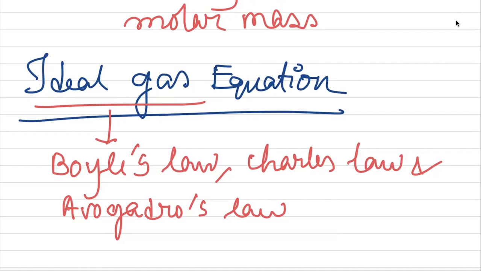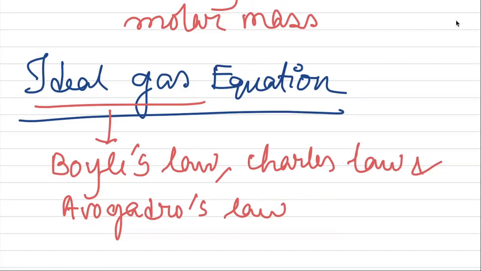Okay, and real gases follow these laws only under certain specific conditions, and that specific condition is at very high pressure and at very low temperature. At very high pressure and at very low temperature, the real gases can follow Charles' law, Boyle's law, and Avogadro's law strictly. Okay. So why this deviation in behavior takes place in the case of gases, we will learn in this chapter.